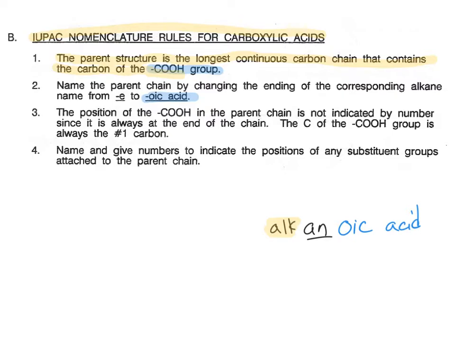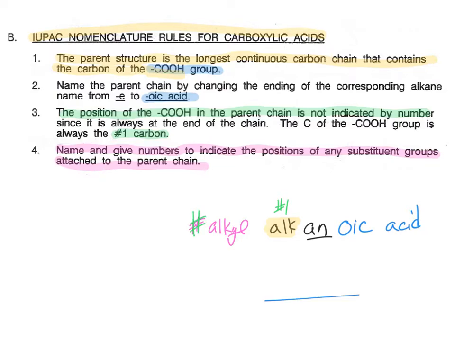Because the carboxyl group must be at the end of the chain, it will always be in position 1. So we will not give it a number, but we will use it to determine the direction of counting. Following that, we're going to add in our substituents and give those numbers. Those numbers will be based upon the direction of counting that we determined from the carboxyl group. And that's the basics of naming.